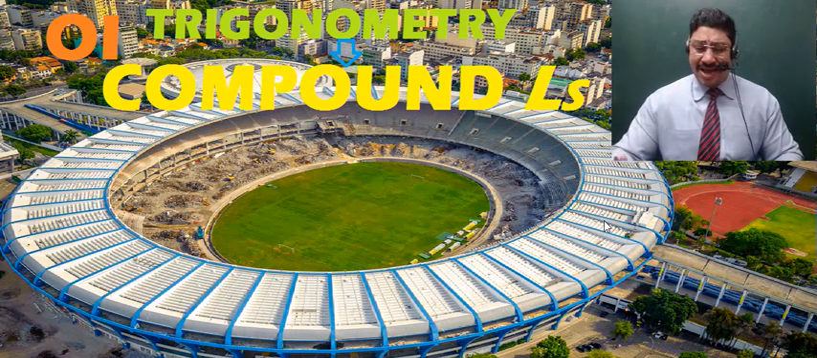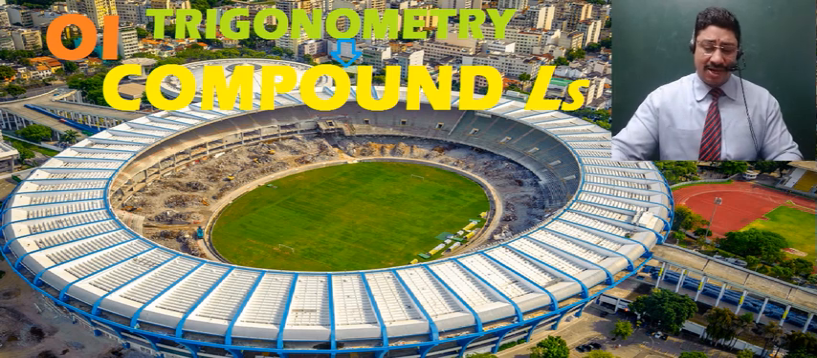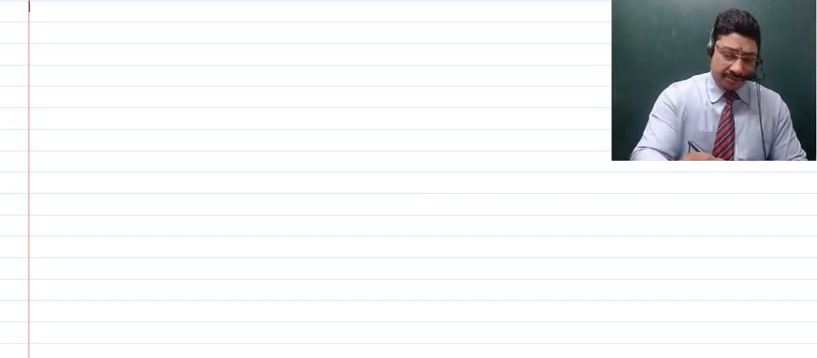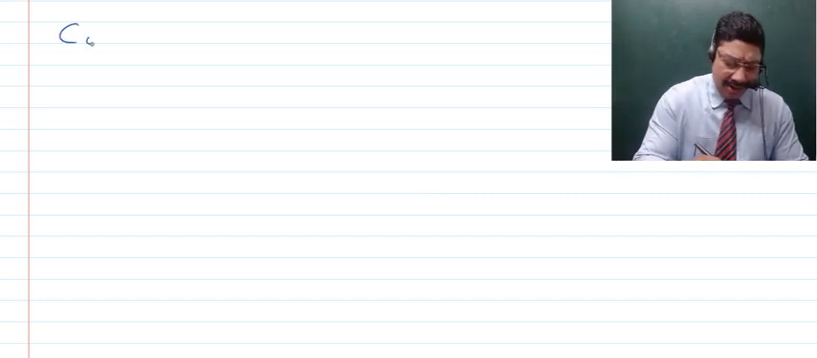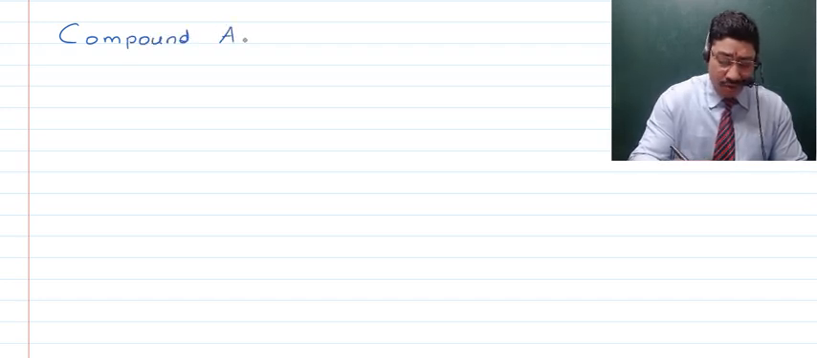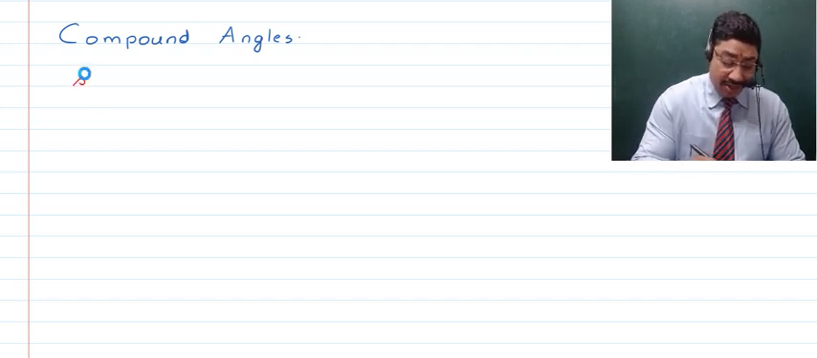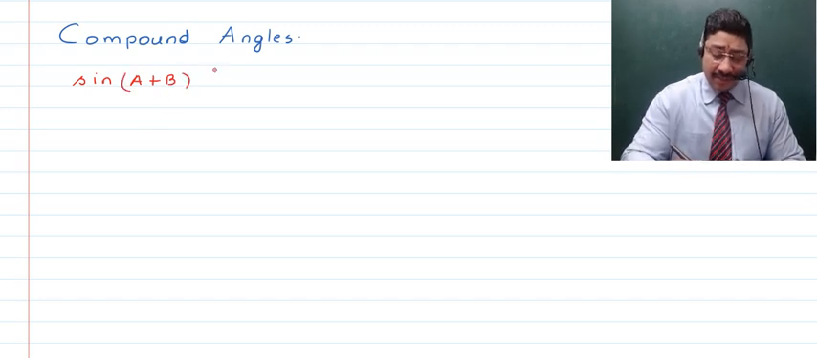So children, let's get started and discuss all of this. First, I'd like to tell you a little about compound angles of trigonometry. When we talk about compound angles, like I told you, we will be talking about either a sum or a difference of angles. So either we talk about A plus B or we talk about A minus B. Here we are talking about sine of A plus B, and this is a formula that is given by sine A cos B plus cos A sine B.